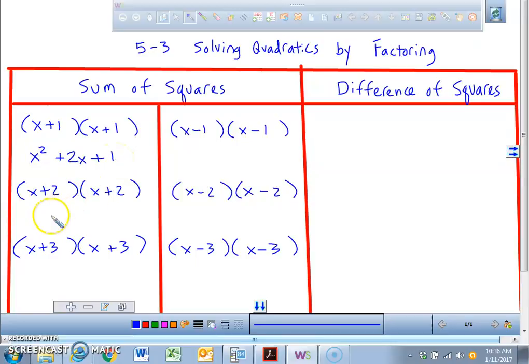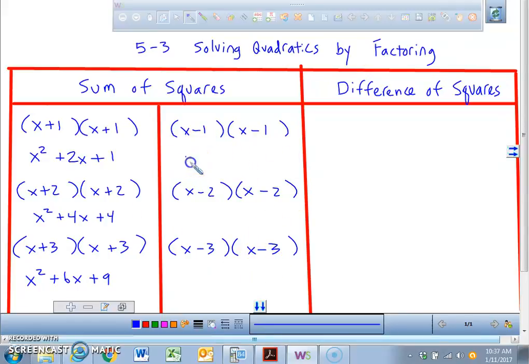Okay? What about this one? We have an x squared plus 4x plus 4, because 2 plus 2 is 4, and 2 times 2 is 4. Go ahead, next one, Maddie. x squared plus 6x plus 9. 3 plus 3 is 6. 3 times 3 is 9. There's the pattern.